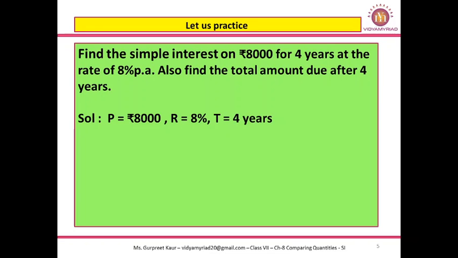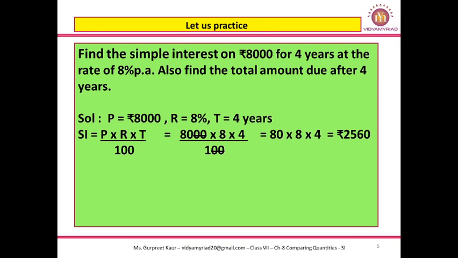Let us find out the interest on this, that is P into R into T upon 100. Put the values. You get interest as 2560 rupees for 4 years.